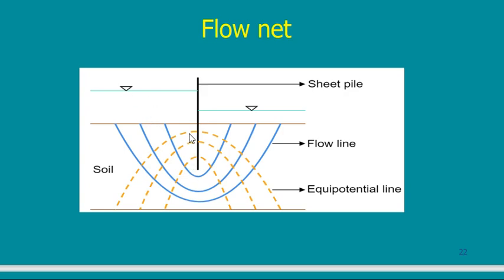What happens is that each one of these equipotential lines represents a reduction in the percentage of the head. If here I have h, then here I have 0.9h, here I have 0.8h, 0.7h, even if I don't have values. So it means that these flow lines depend on the shape of my structure. They do not depend on the type of soil and the head of water.